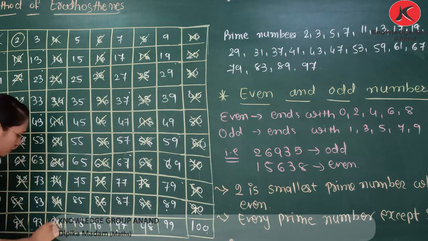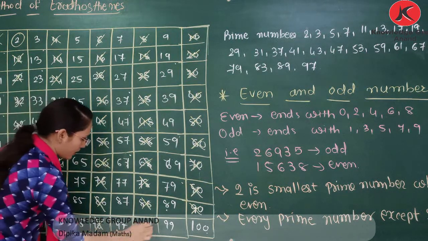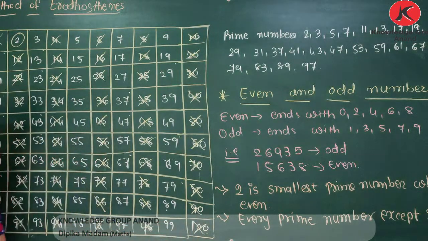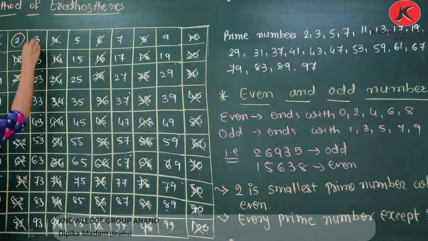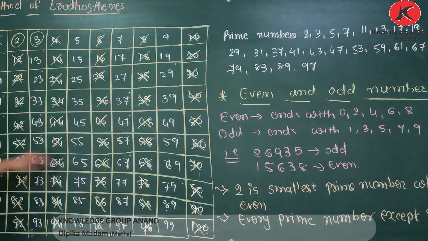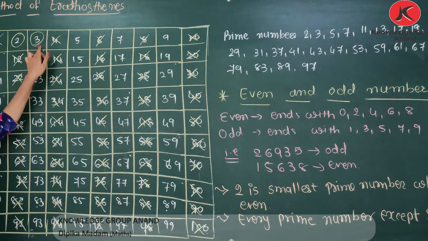91, 94, 96, 98 and 100. Clear? These all are multiples of 2. Means, these all come in the table of 2. That's why we cross all the multiples of 2. Now we will move to the next number, that is 3. So we need to now cross the multiples of 3.